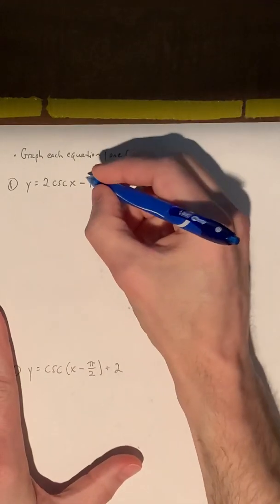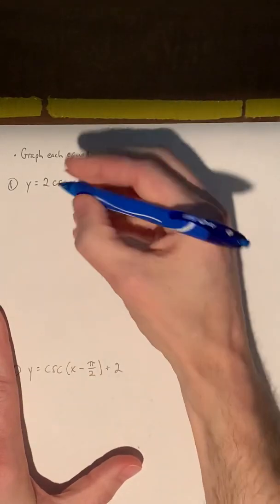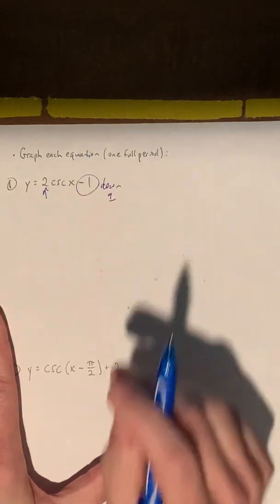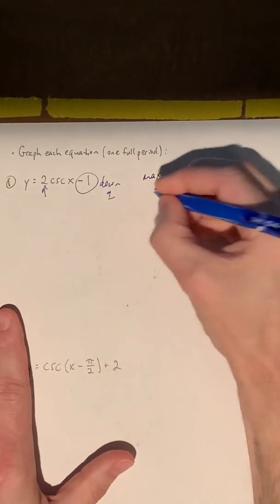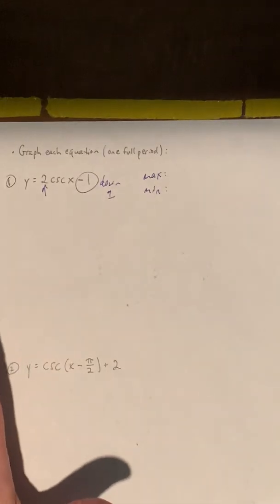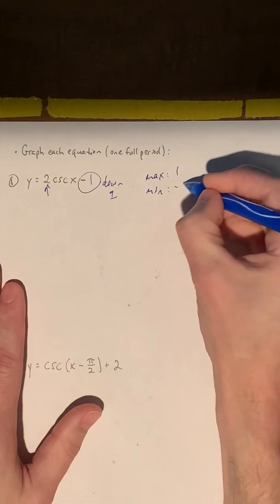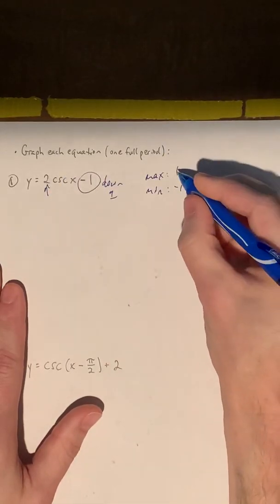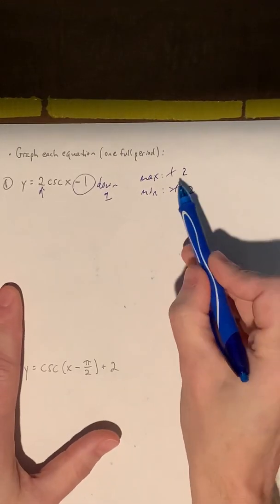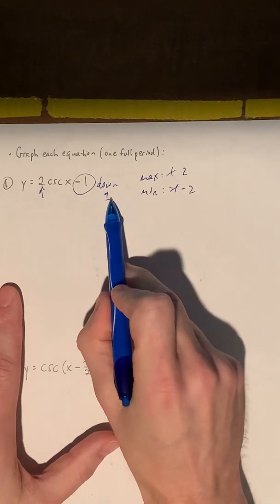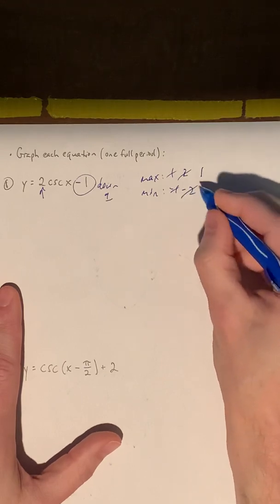All right, now there's 2 things in play here. You have a minus 1 at the end, which causes everything to go down 1. And you have a 2 at the front, which changes your max and min, stretches it out a little bit. So your max and min, which are normally 1 and -1, are going to change to 2 and -2 because of that 2 in front. But these are going to change again because they're both going to go down 1. So your max goes back down to 1, and your minimum drops 1 to -3.